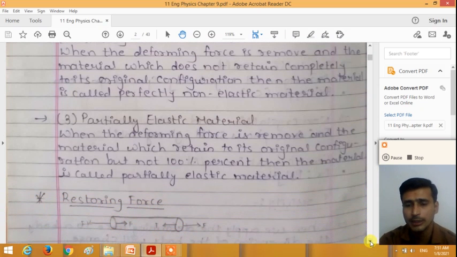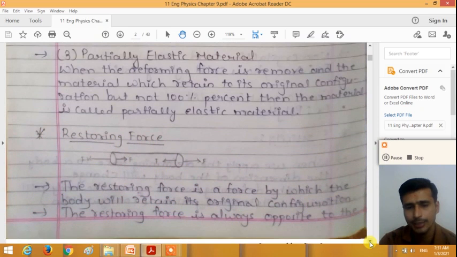With the help of the restoring force, right? So what do you mean by the restoring force? That is the important point, right? What are the two important points of the chapter?